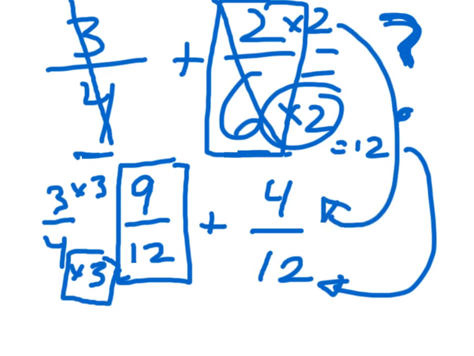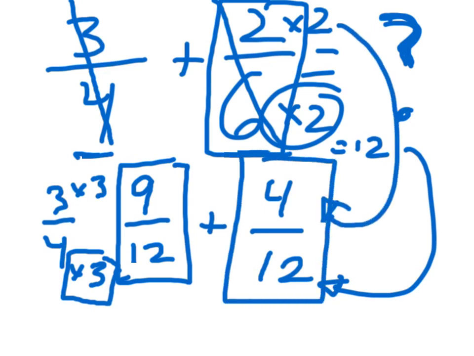And now we have our new question right here. And now we have common denominators. Now we know how to add this. What's the correct answer? Something over 12. Squeezing it down here. 9 plus 4 is... There you go.